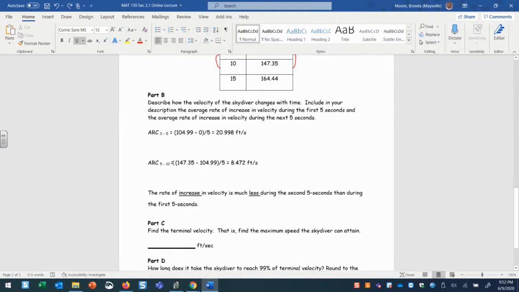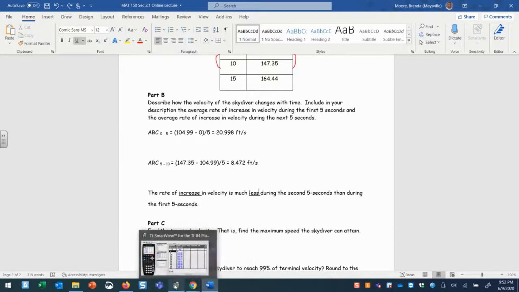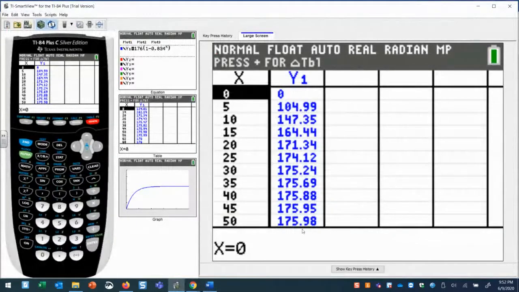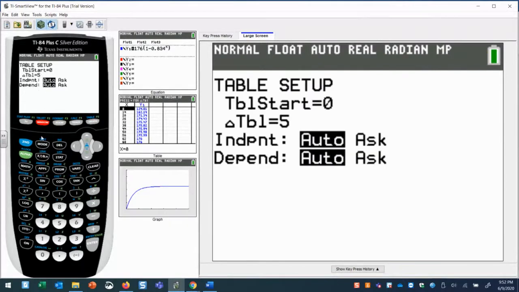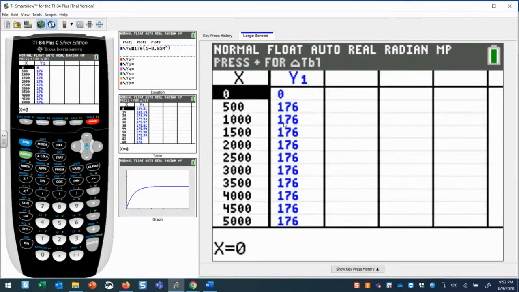Now we want to calculate the terminal velocity. That is, find the maximum speed the skydiver can obtain. So let's go back to our calculator and see here. We're going to look over here for the speed. So I'm going to change my delta on my table to a large number, second table, where I can see it converges a little faster. So I'm going to change my delta to say 500. So when I look at my table of values, it changes to the maximum value quickly. So 176.